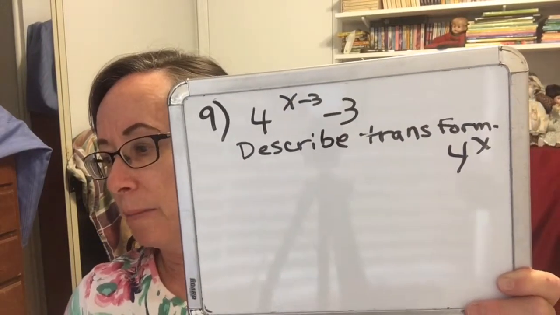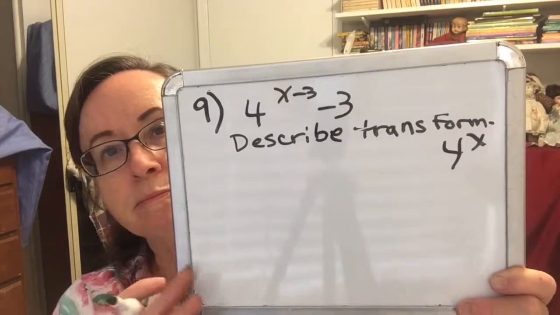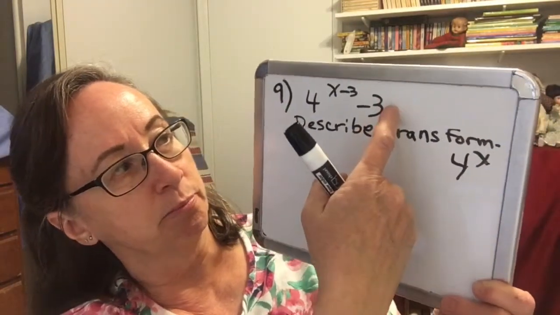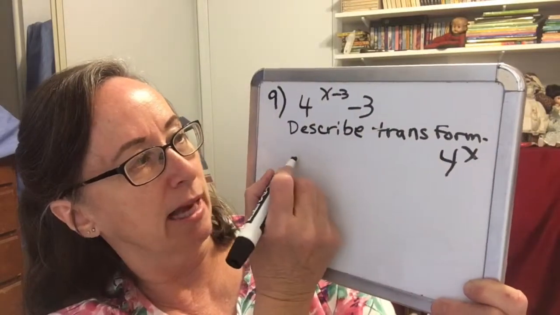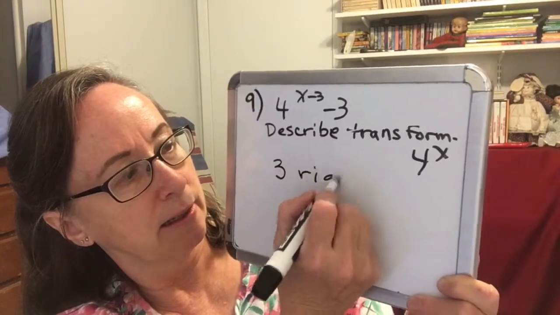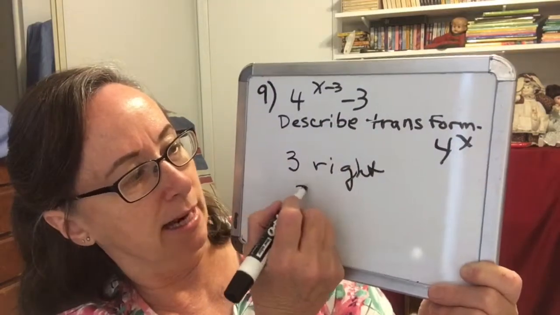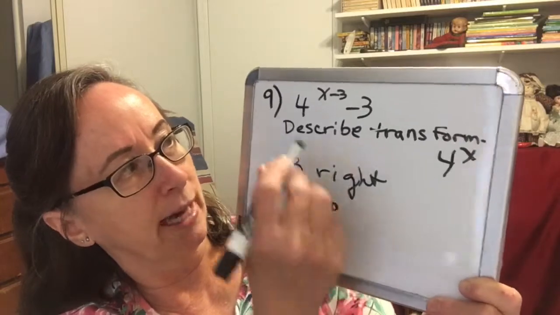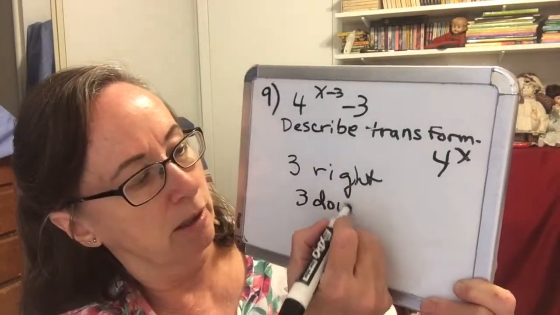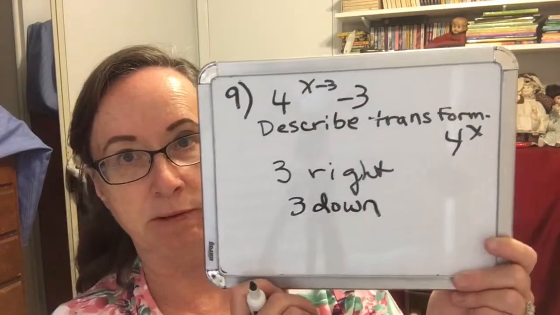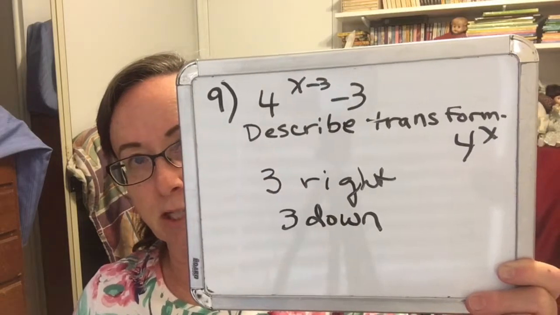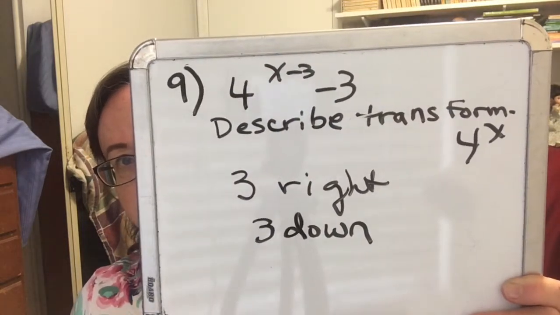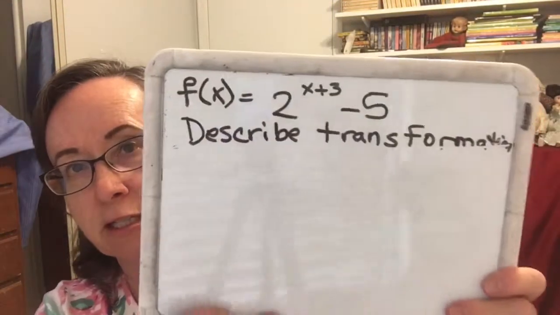Okay, so basically, the first thing I noticed is that it is moving 3 to the right. So I'd say 3 right and 3 down. Now if you look at it, this 4 is not a stretch. The 4 is the base of the exponent. So 3 right and 3 down would be the only transformations occurring in that one.